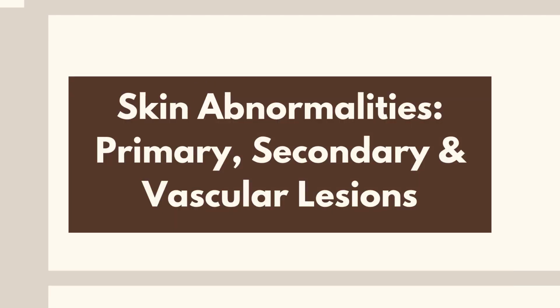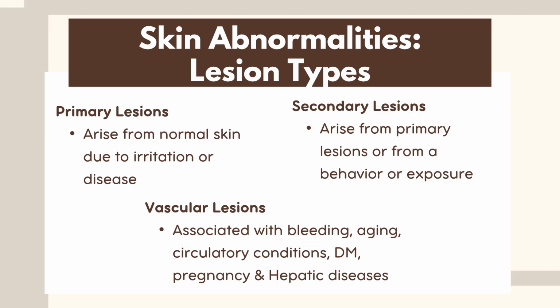So then skin abnormalities, we're going to look at the primary, secondary, and vascular lesions. Primary lesions are going to arise from normal skin due to irritation or disease. Secondary lesions are going to arise from your primary lesions or from a behavior or exposure. Then you have vascular lesions. This is associated with bleeding, aging, circulatory conditions, diabetes, pregnancy, or hepatic disease. This is all vascular related.